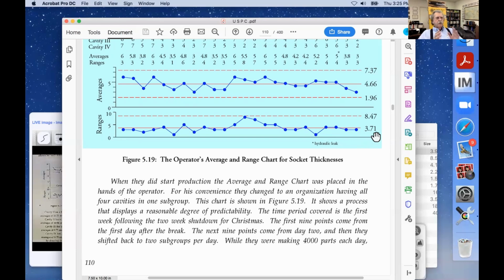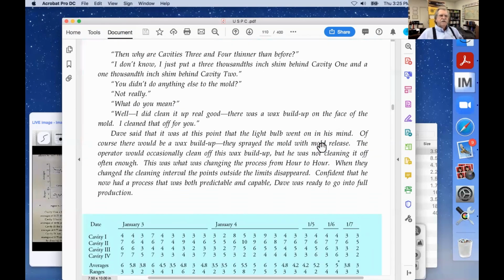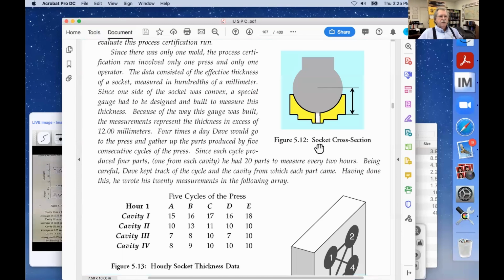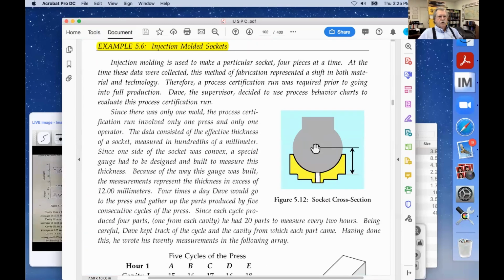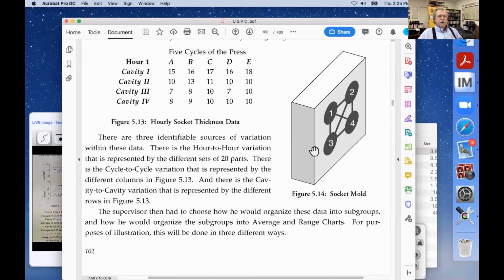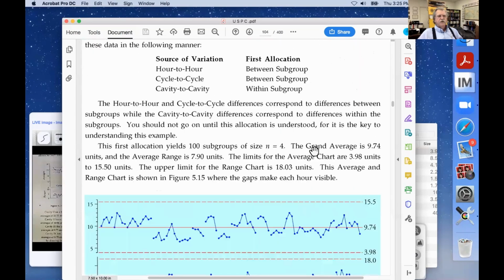You see, subgrouping is an art. And the different subgroupings we've looked at ask different questions of the data. And if you don't control those questions, you end up asking the wrong questions or not getting the answers you need. So how you allocate the sources of variation to the subgroups and where they show up on the chart is the secret of understanding any average and range chart.